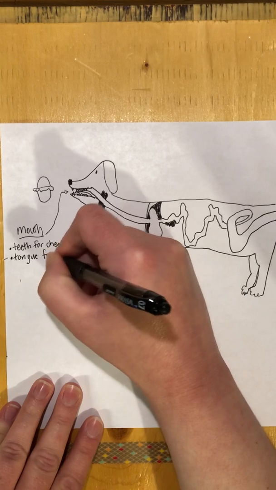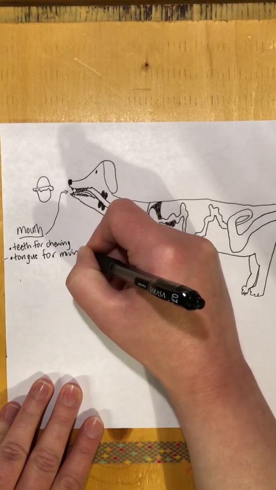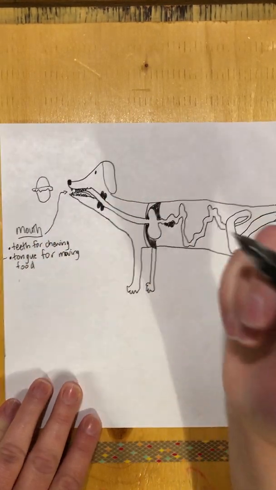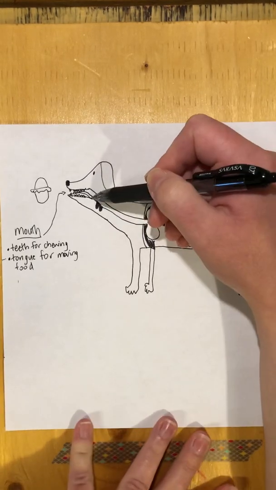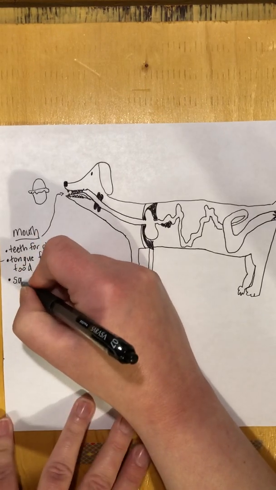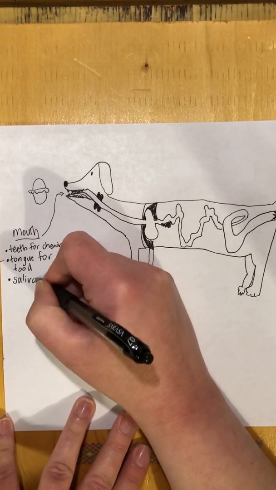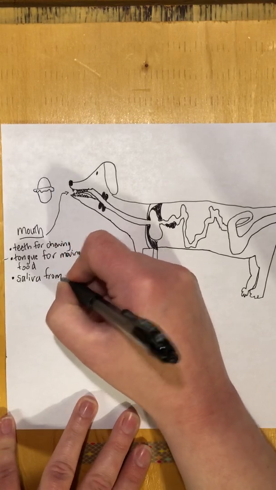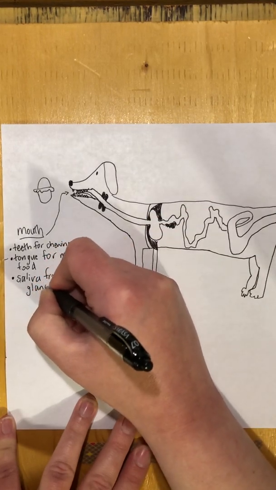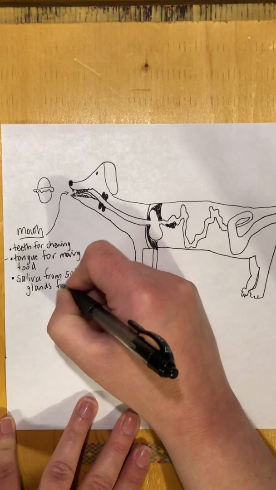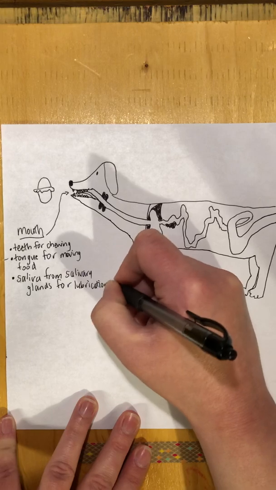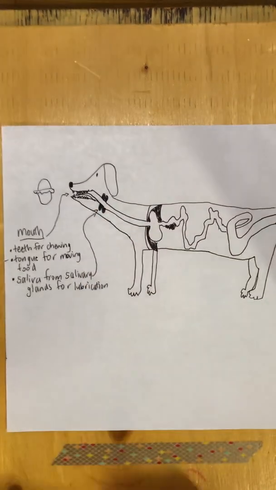We have the tongue for moving food. So these little spiky guys are my teeth. This thing here is the tongue. And we have the salivary glands that produce saliva. And remember, that's for moistening the food and for lubrication. So these are my salivary glands.